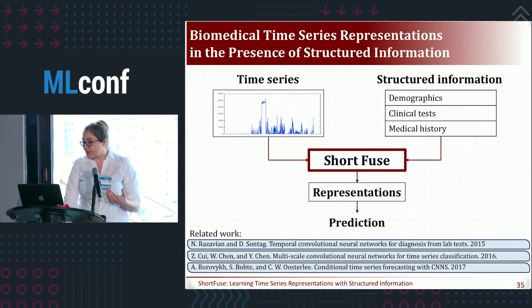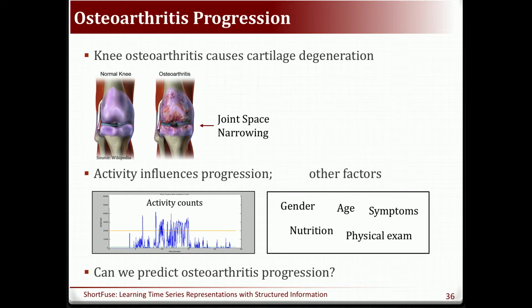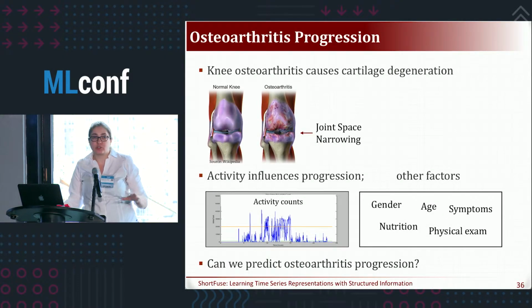Previous related work simply extracts the features from the time series and then separately fuses them with the rest of the structured information, which is not enough. For instance, let's consider osteoarthritis. Osteoarthritis is a condition that causes knee cartilage degeneration. Its severity is measured through the joint space narrowing. And studies indicate that physical activity has some influence on its progression, but so do a range of other factors, like the subject's gender and age. Now the question is, can we predict osteoarthritis progression given a person's level of activity and their other characteristics?